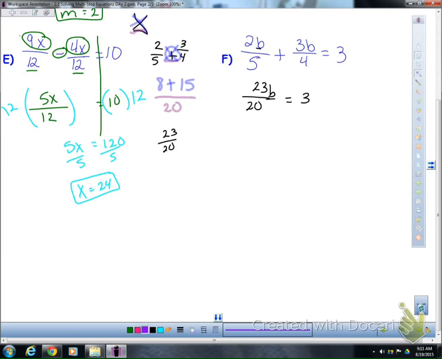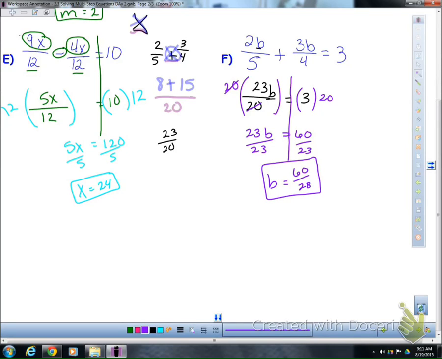Now we have a question just like all the other ones. Here's my equal sign, so there's my wall. We're going to multiply both sides by 20 to get rid of that denominator. 20's cancel. We end up with 23b equals 60. Divide by 23. That will not simplify, so you just have to leave it as 60 over 23. Okay? Get comfortable with fractions now because we'll be using them a lot later.